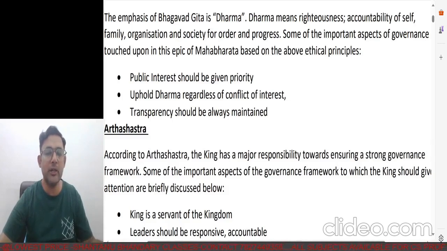They will not do anything which brings a conflict of interest between themselves and the public, and transparency should always be there. So whatever they do, whatever they say, the transparency element should always be available. So this is something that we can find from the Bhagavad Gita, which is obviously one of the holy books in terms of the Hindu religion. Moving forward, we talk about Artha Shastra.